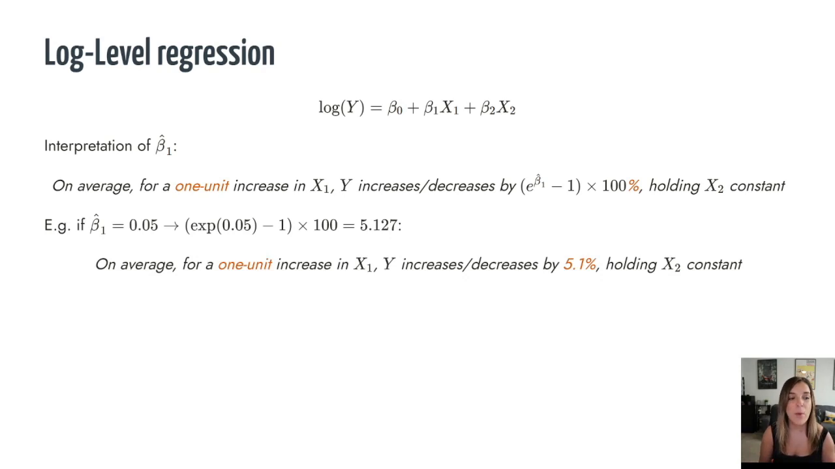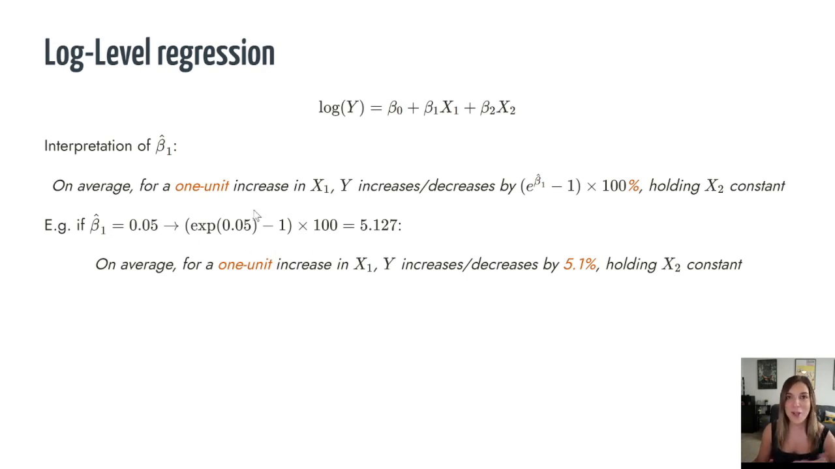So imagine that beta 1 is actually 0.05. What you need to do first, always, is calculate this term right here. So we're going to raise e to the power of 0.05, minus 1, times 100, and that gives you 5.127. So if I wanted to interpret this now, I would say, on average, for a 1 unit increase in x1, y increases by 5.1%, holding x2 constant, okay? So again, the interpretation is pretty straightforward. The only thing that you need to do is calculate this thing.